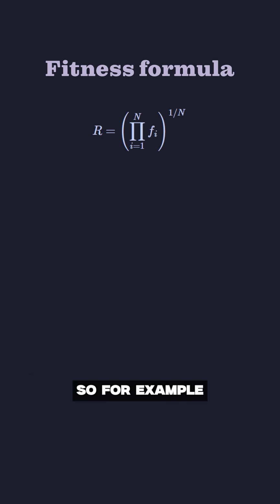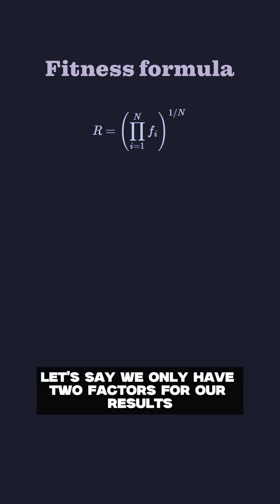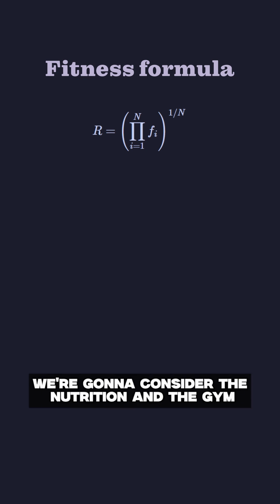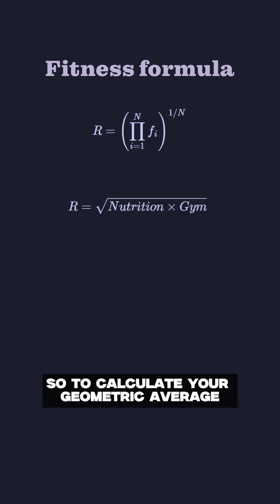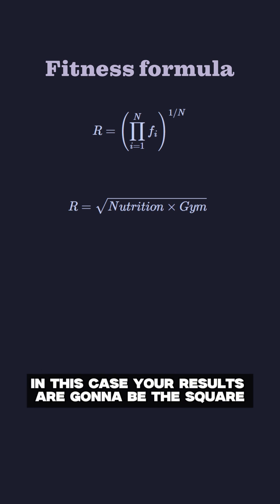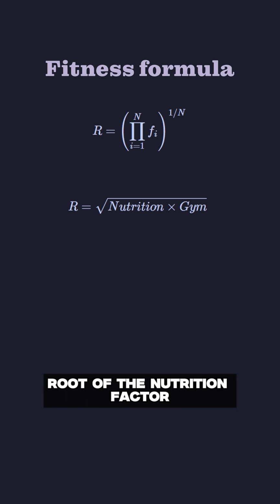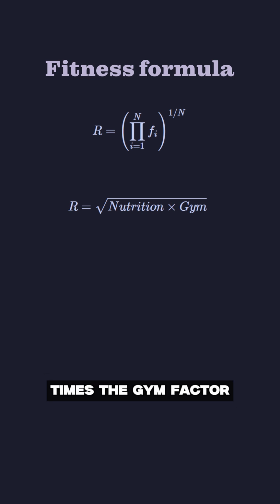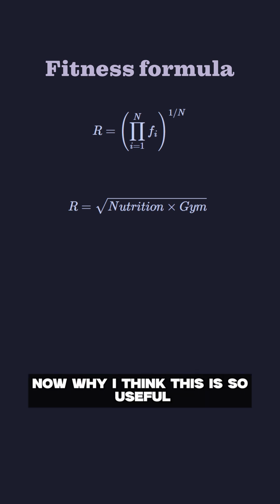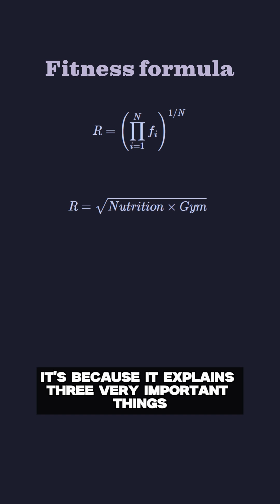So for example, let's say we only have 2 factors for our results. In this case, we're going to consider the nutrition and the gym. So to calculate your geometric average, your result is going to be the square root of the nutrition factor times the gym factor. Now, why I think this is so useful is because it explains 3 very important things.